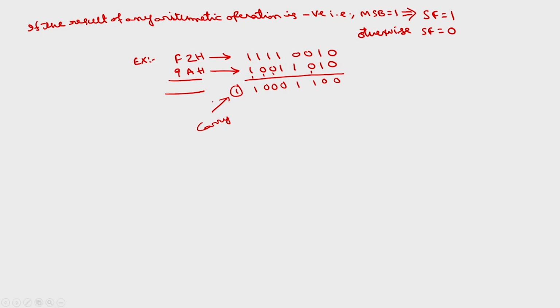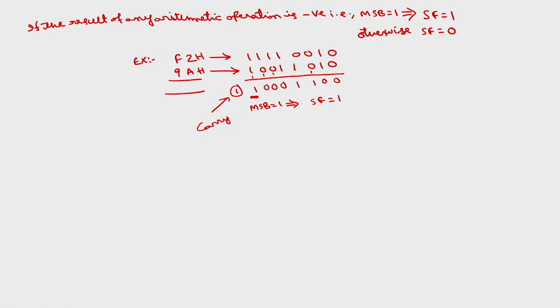Now, neglecting the carry, this will be the MSB bit. Because the MSB bit is 1, the sign flag will be set. This represents that the number is negative. MSB 1 implies the sign flag is set. If this bit is 0, the sign flag will be 0. Simply this MSB bit will be copied onto SF. If this is 1, SF is 1, if this is 0, SF is 0.